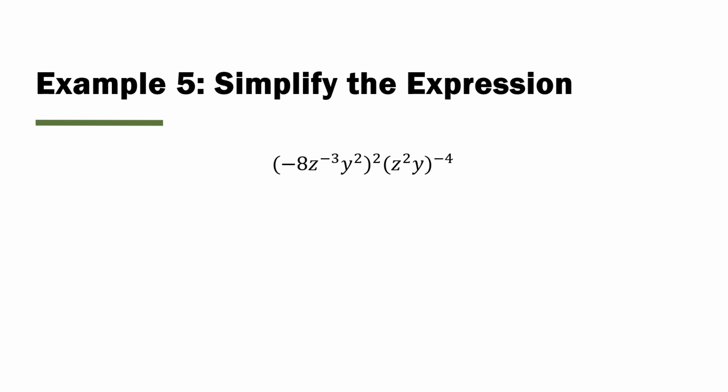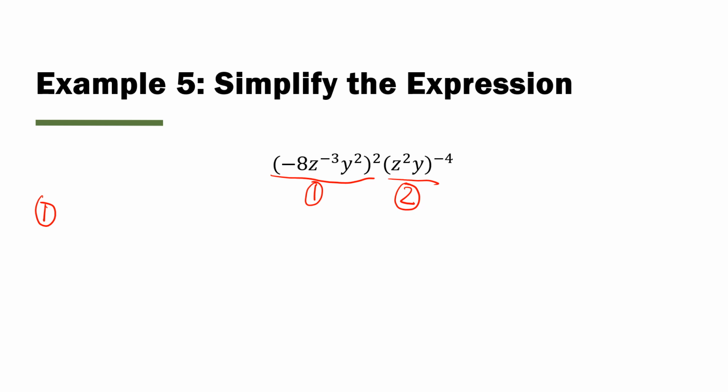Okay, let's try example 5. Again, I encourage you to try the problem by yourself before you watch me solve it. So I have these two parentheses values raised to different exponents. So I'm going to call this parenthesis 1 and this parenthesis 2. I'm going to try to simplify each of them individually, and then at that point, I'm just multiplying them.